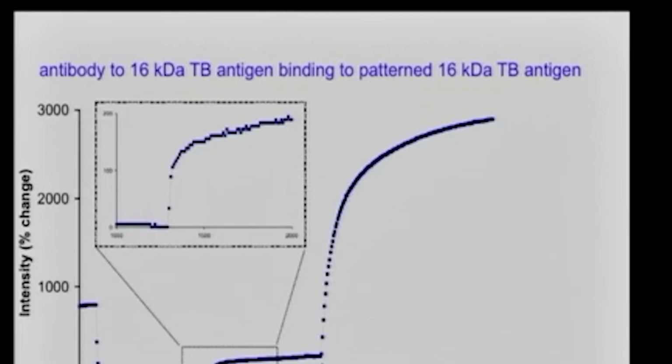And then at this point, we introduce the 16 kilodalton antibody for TB that will bind to the antigen. And you can see there's a little blip in here. Now, let me expand this area. You can see the expansion here. That blip is actually real because the signal to noise is good enough.